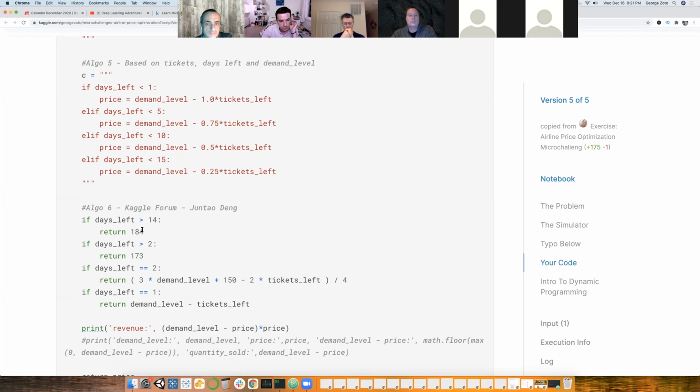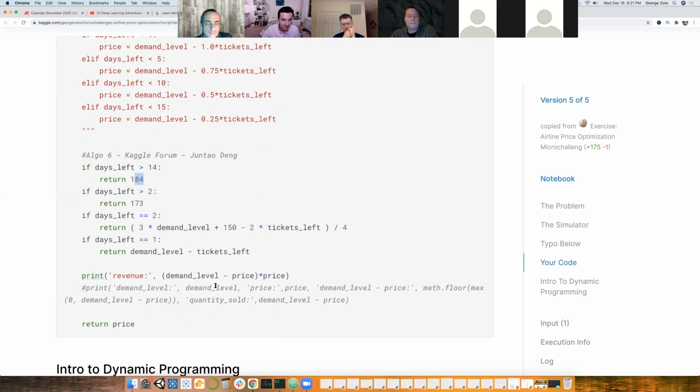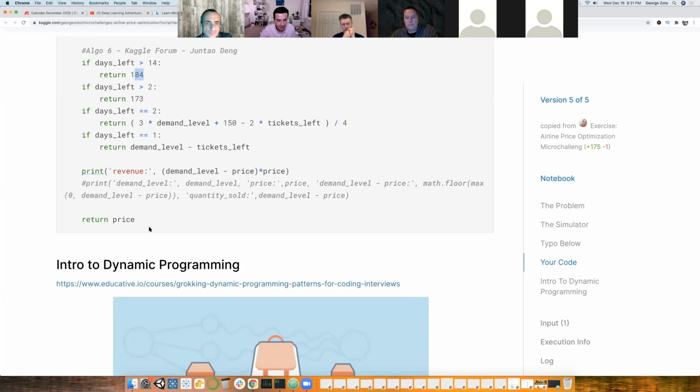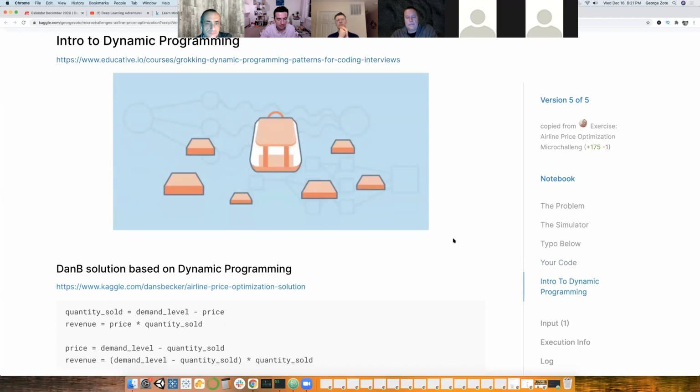There was some other one based on a completely heuristic, or I don't know the numbers. If days left is more than 14, just return 180, or if it's more than 2, or if it's 2, or if it's 1. That one was an interesting one.